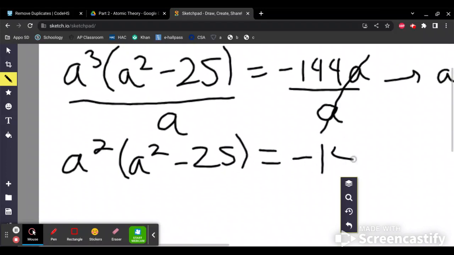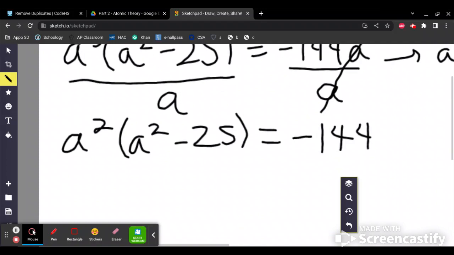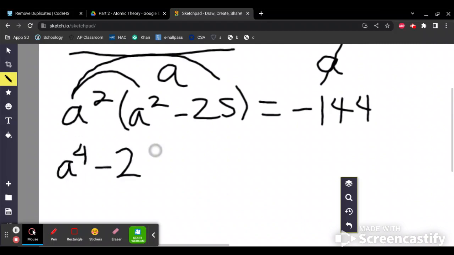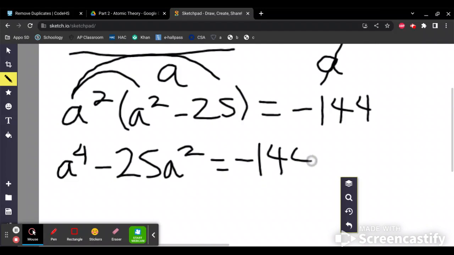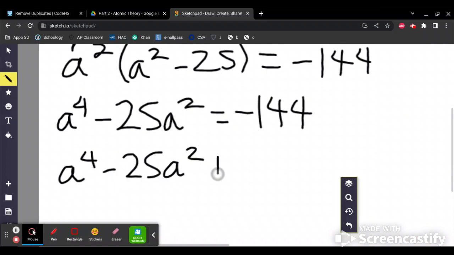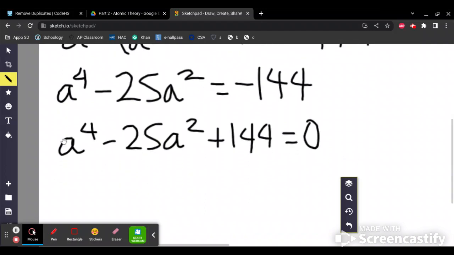Then we want to expand this whole thing out just to make it easier to factor for our solution. So let's do a to the fourth minus 25 a squared equals negative 144. And let's move all the terms to the left side to make it factorable. a to the fourth minus 25 a squared plus 144 equals 0. So now we have a quartic equation, which is not easily factorable for most people.